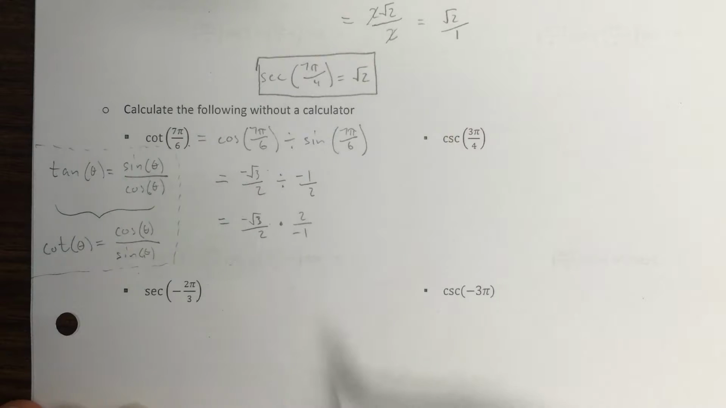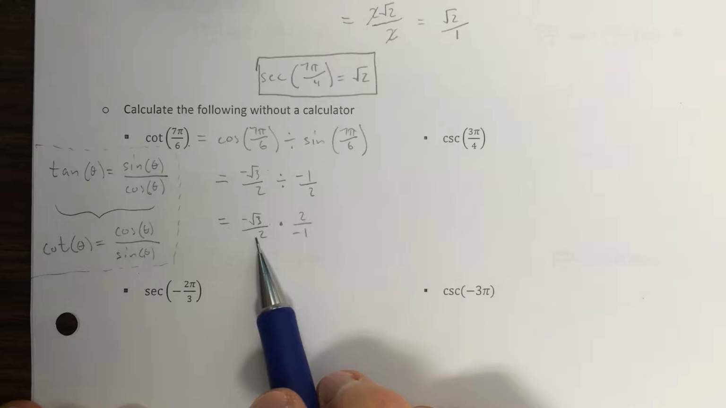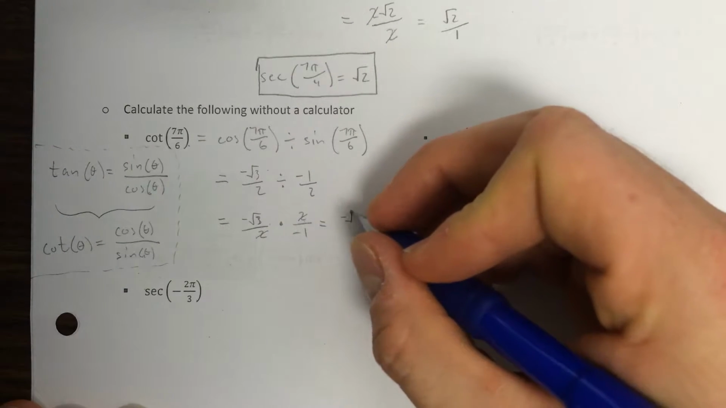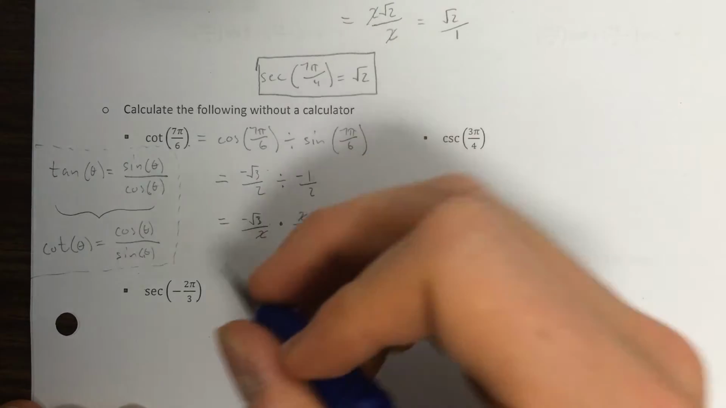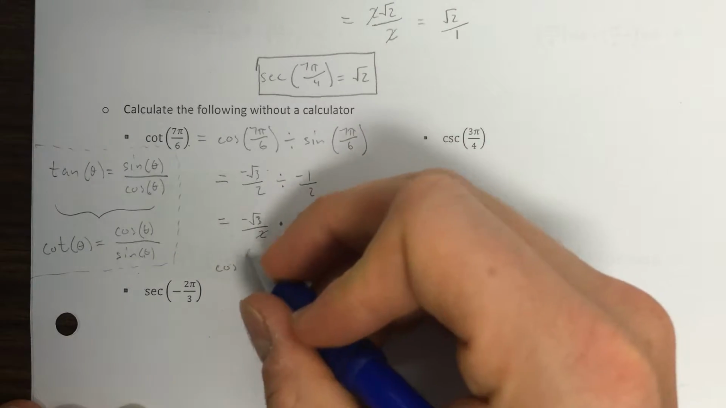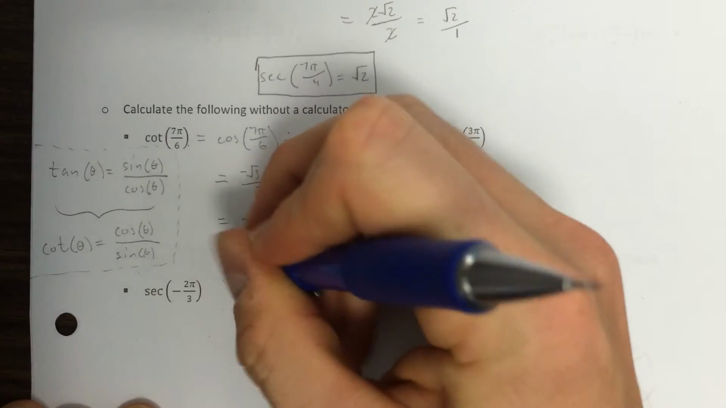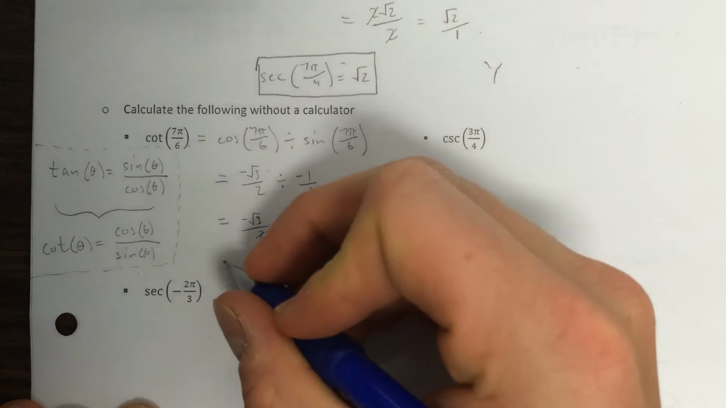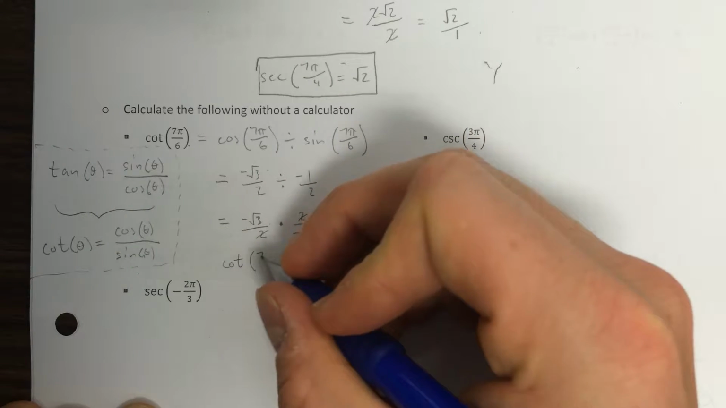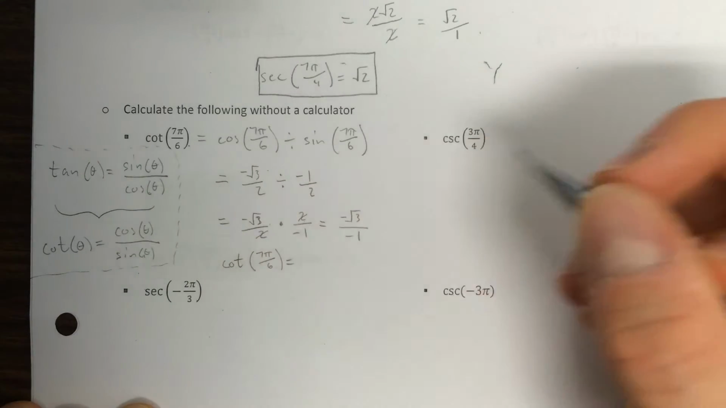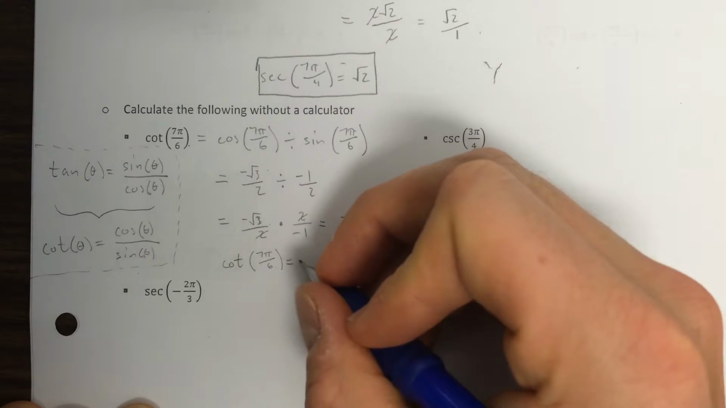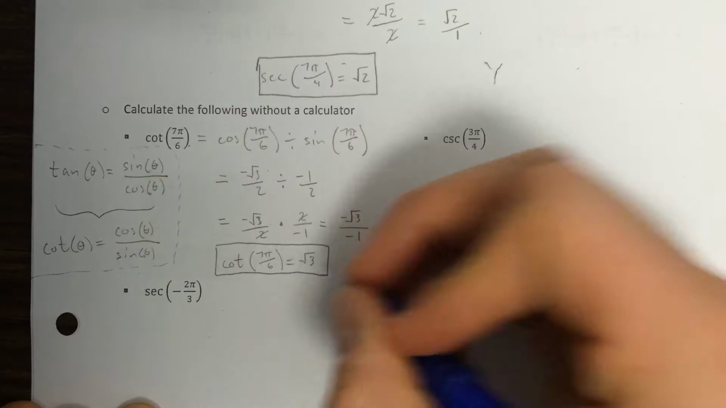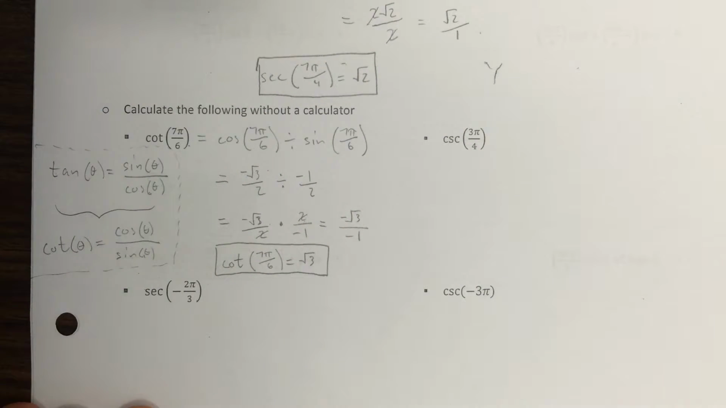Right here, what we noticed in class is we have a 2 in our numerator and a 2 in our denominator. We're going to go ahead and divide those out. And we get negative square root of 3 over negative 1. And negative square root of 3 divided by negative 1 would mean that cotangent of 7 pi over 6 is equal to square root of 3, since negative divided by negative gives us a positive. So that's cotangent of 7 pi over 6.